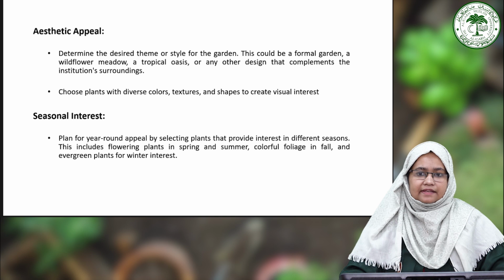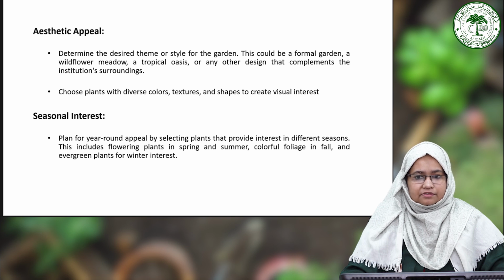Then the next thing is aesthetic appeal. Determine the desired theme or style for the garden. This could be a formal garden, a wildflower meadow, a tropical oasis or any other design that complements the institution or corporate surroundings. Choose plants with diverse colors, textures and shapes to create visual interest.